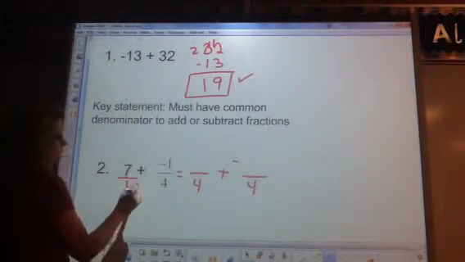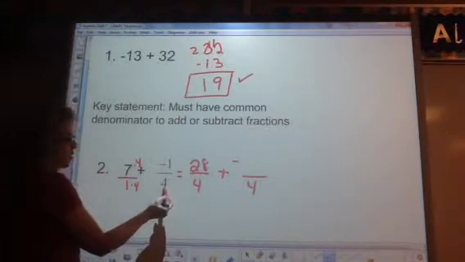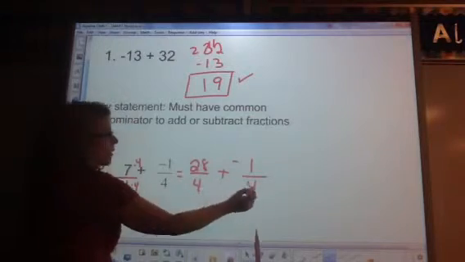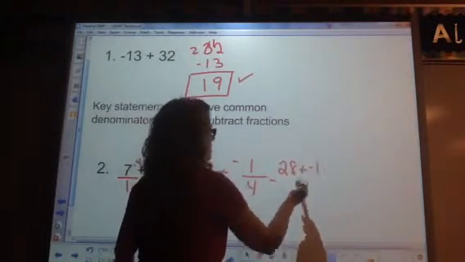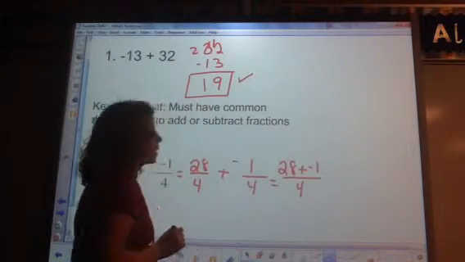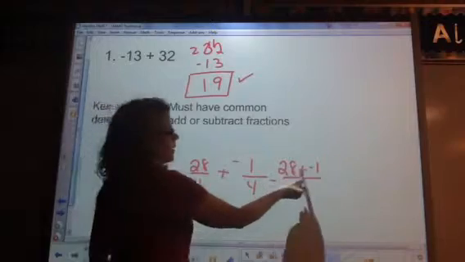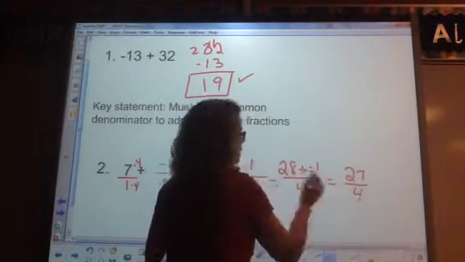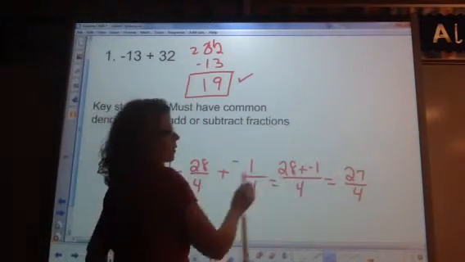So I took 1 times 4. I need to take 7 times 4. I didn't change this denominator, so I keep my negative 1. Okay, once we have a common denominator, you're going to take 28 plus a negative 1 for your numerator. Okay, different signs, so I subtract. Keep what I have most of. I have more positives because there's 28 positives and only 1 negative.